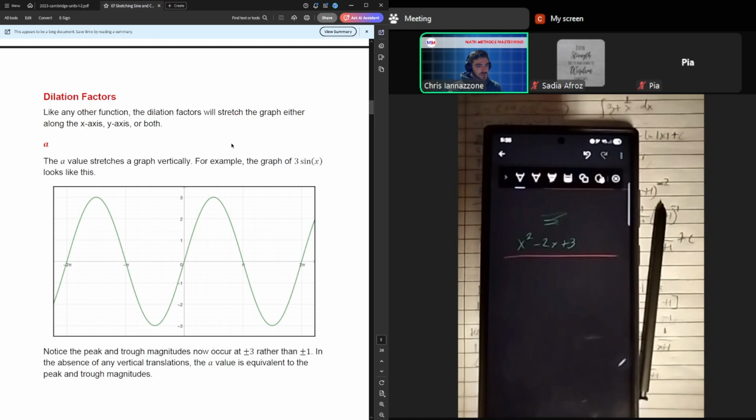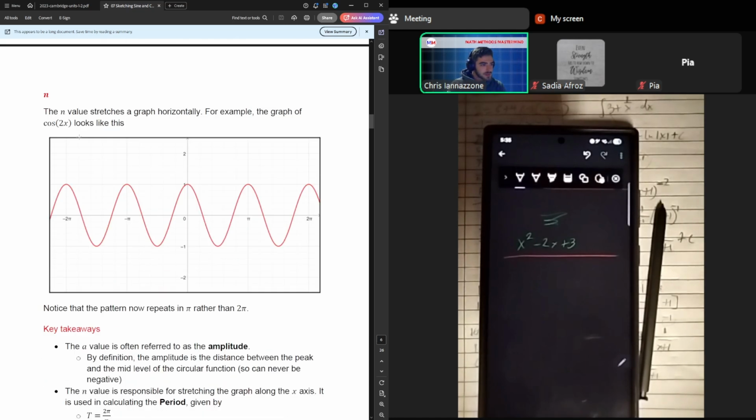As for the specific factors that might change that, the first is the a value out the front. So for example, if that a value was 3, what happens is instead of peaking and troughing at plus and minus 1, it's now at plus and minus 3. So that peak now has a y value of 3. This trough now has a y value of -3.